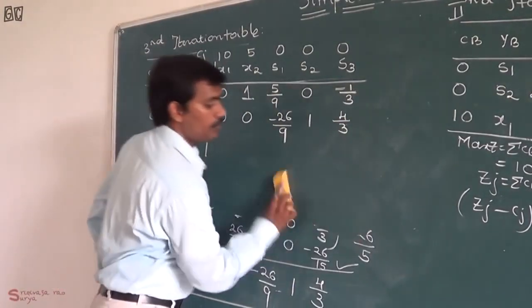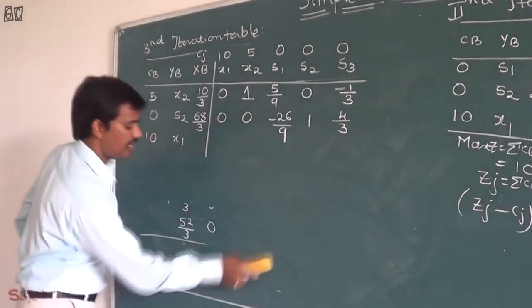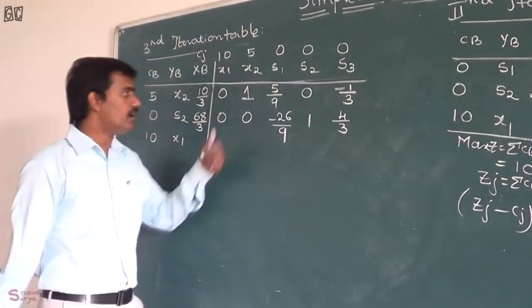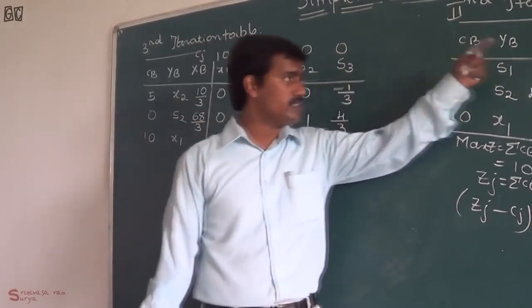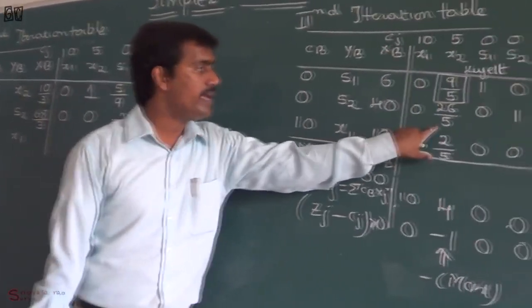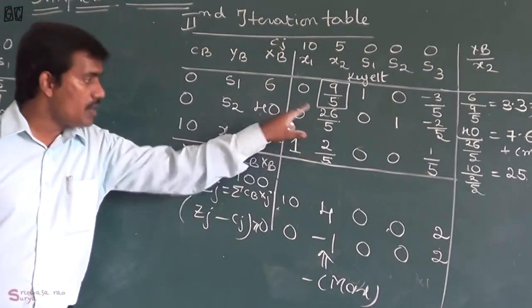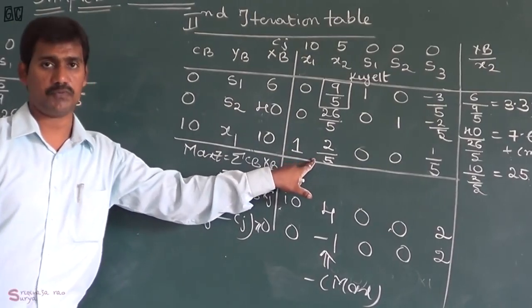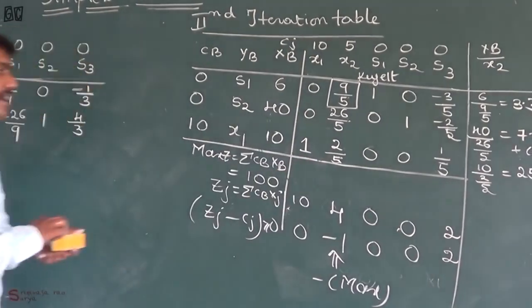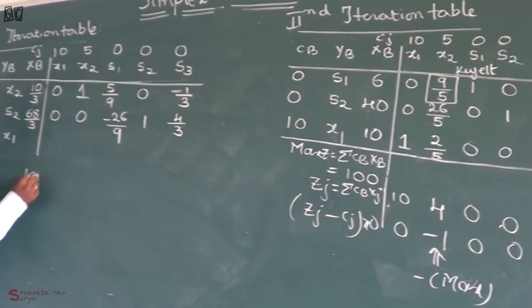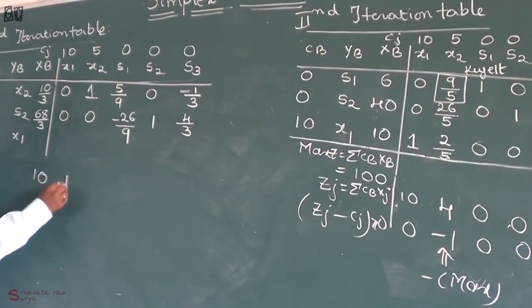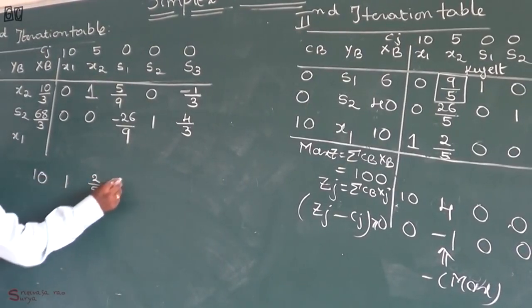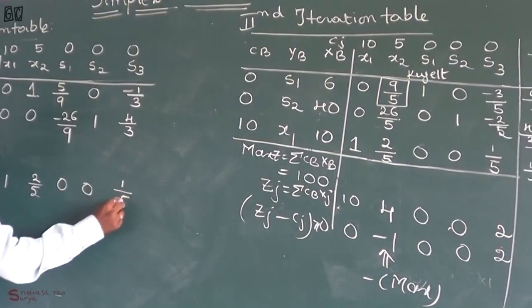Now we have to make the remaining value as 0. So we made the key element as unity, that is 9 by 5 as unity, and made this 26 by 5 as 0. Now we have to make 2 by 5 as 0. So as usual, first we have to write that entire row in your rough sheet, that is 1, 2 by 5, 0, 0, 1 by 5.